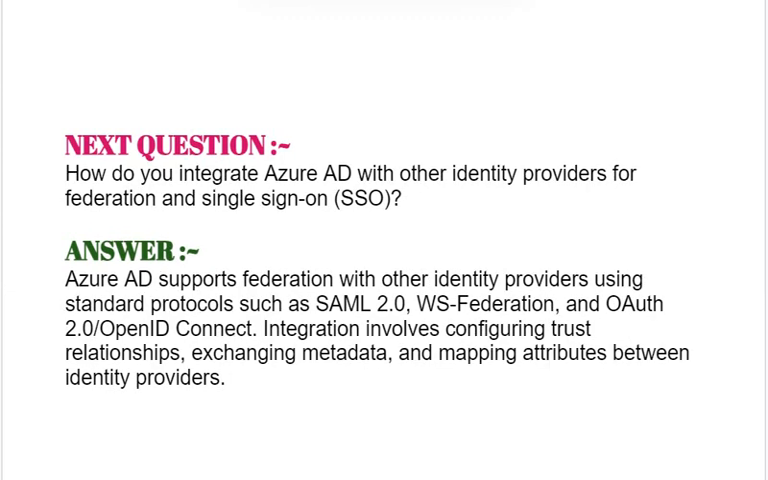Our next interview question is: how do you integrate Azure AD with other identity providers for federation and single sign-on (SSO)? Your answer should be: Azure AD supports federation with other identity providers using standard protocols such as SAML 2.0, WS-Federation, and OAuth 2.0/OpenID Connect. Integration involves configuring trust relationships, exchanging metadata, and mapping attributes between identity providers.